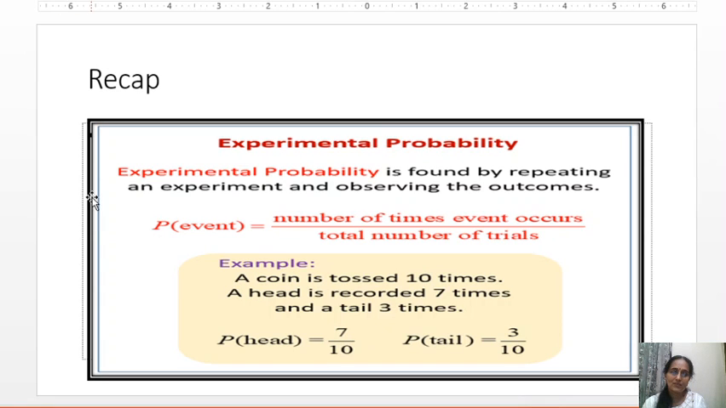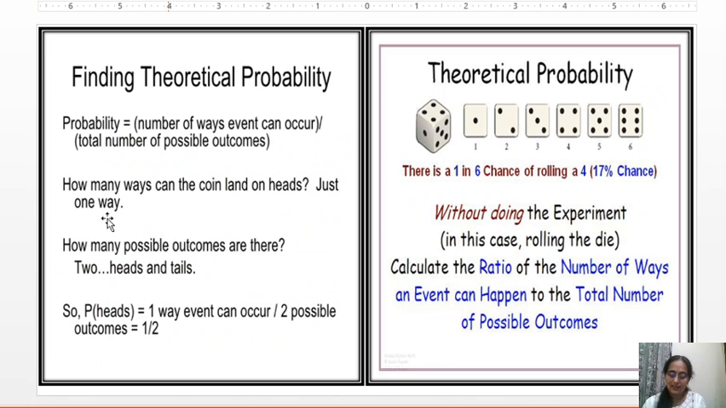Let us recap whatever we have learned about experimental probability. You can get the experimental probability by using the formula: number of times the event occurs divided by the total number of trials. There are limitations for experimental probability, especially when we have to assess failures. We cannot conduct many experiments. We cannot wait for many experiments for the event to happen. So we have to go for theoretical probability. How to find the theoretical probability is the next question.